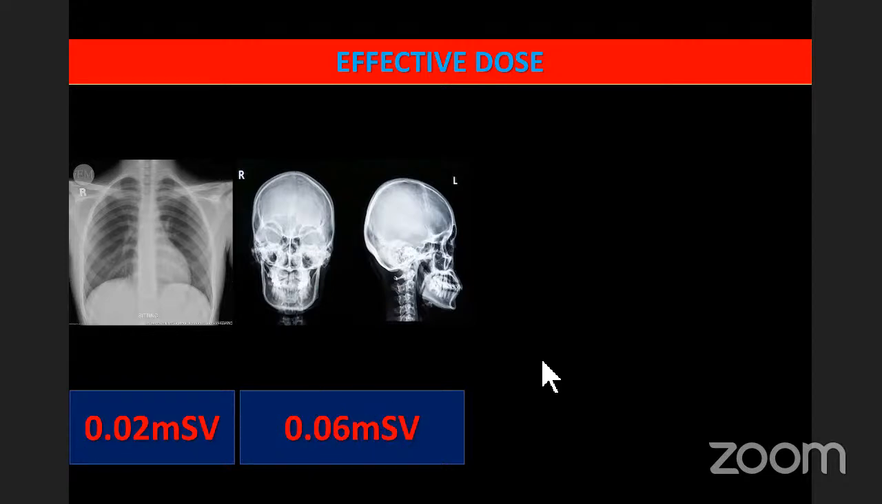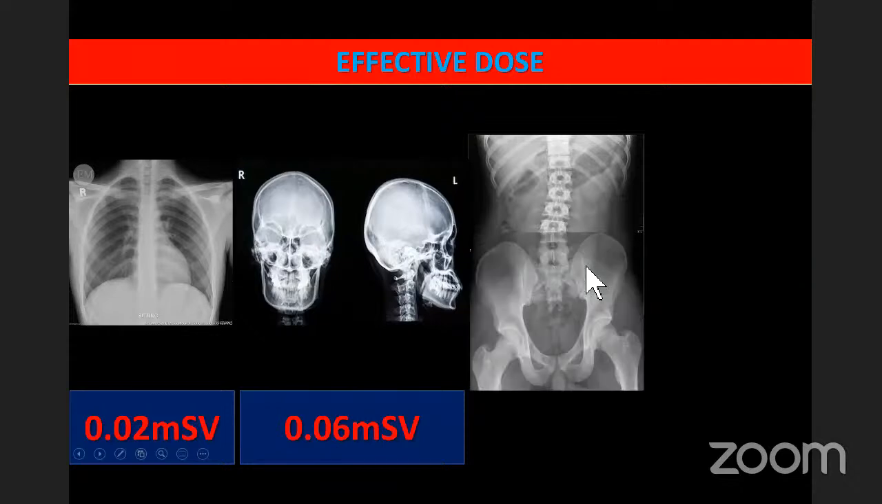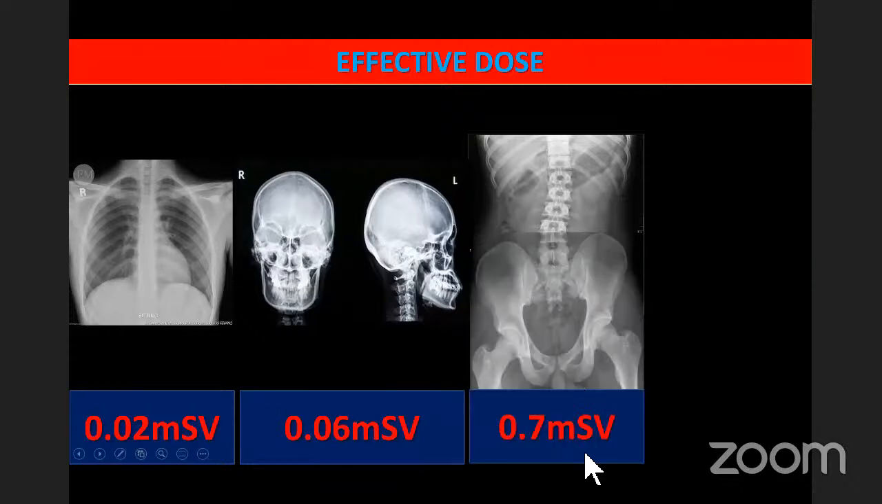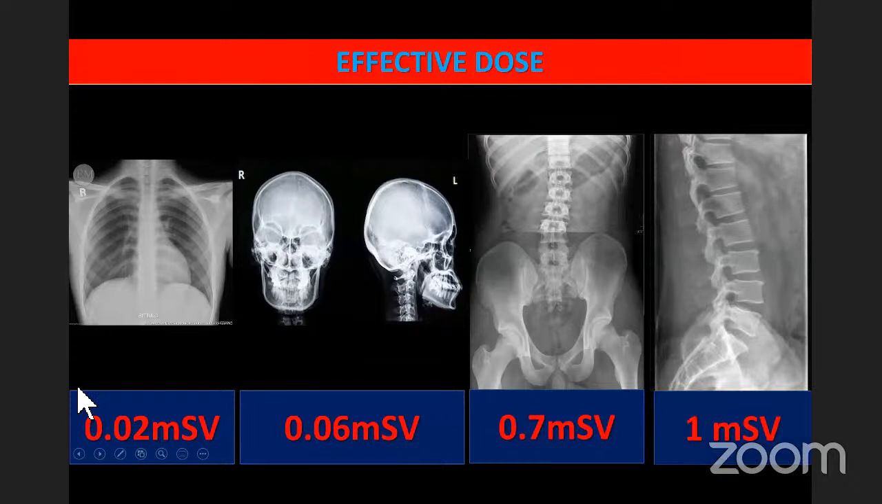And again, it depends on two things: one, how much bone is there, and second, how much is the surface area. Now the next thing is the abdomen and pelvis. It will be 0.7. Whether it is the abdomen or the pelvis, it is 0.7. And if you take an LS spine, it is 1 millisievert. So remember that all the X-ray modalities are almost within 1 millisievert.